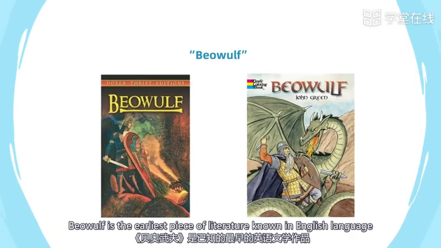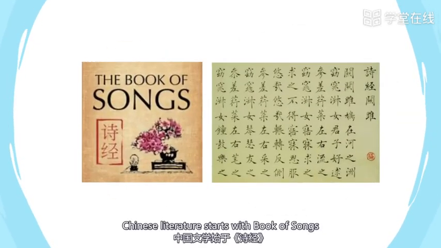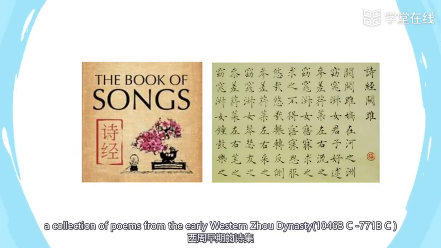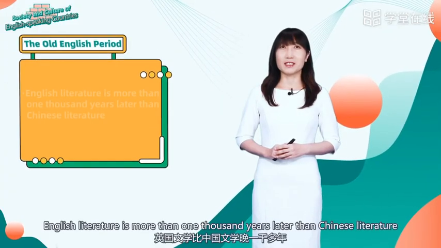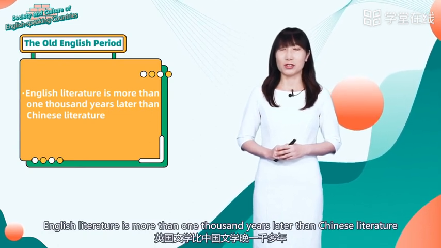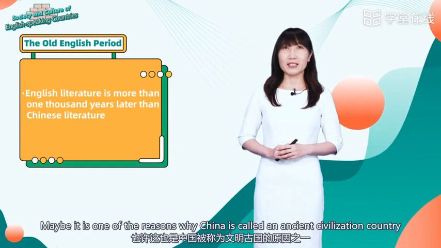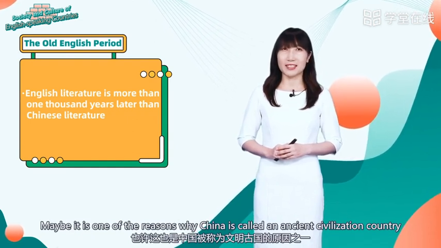Beowulf is the earliest piece of literature known in the English language. It is written in Old English and marks the beginning of English literature. Chinese literature starts with the Book of Songs, a collection of poems from the early Western Zhou dynasty. In other words, English literature is more than 1,000 years later than Chinese literature. Maybe it is one of the reasons why China is called an ancient civilization country.